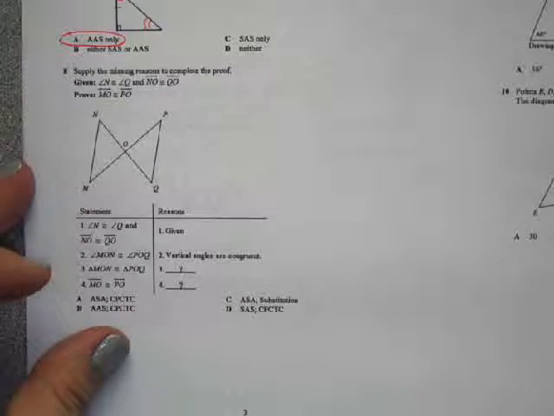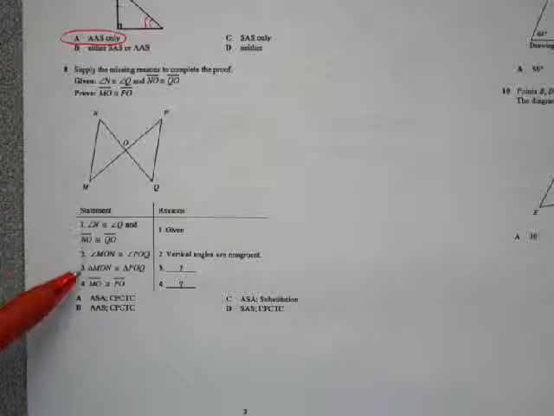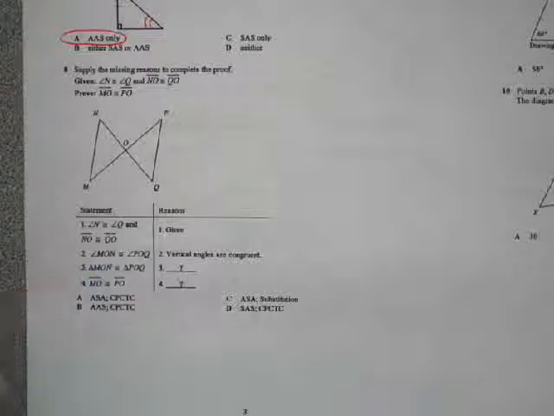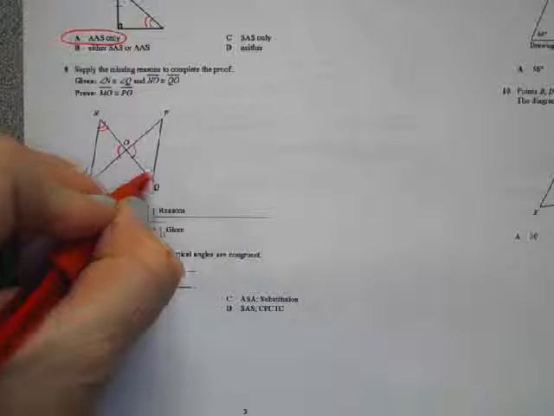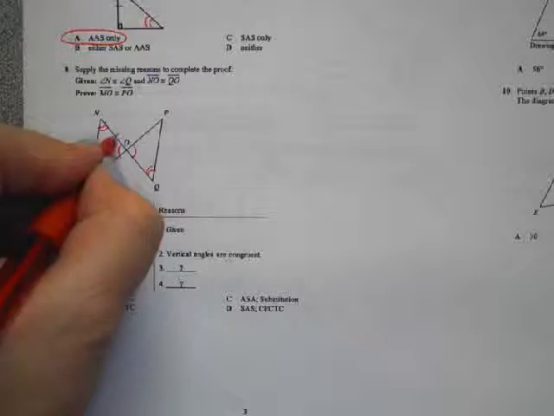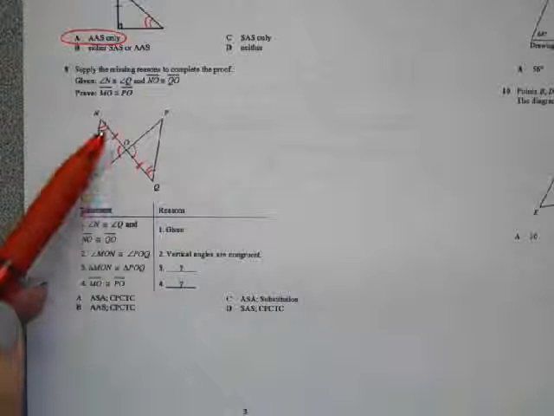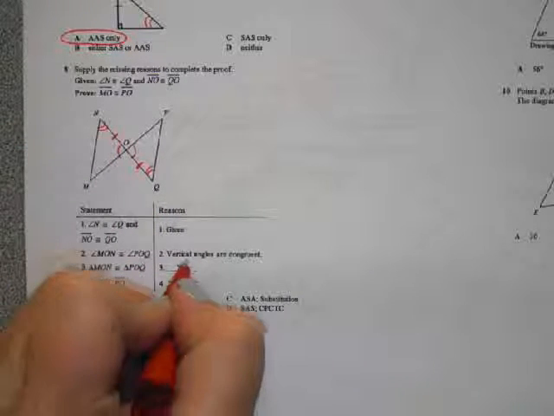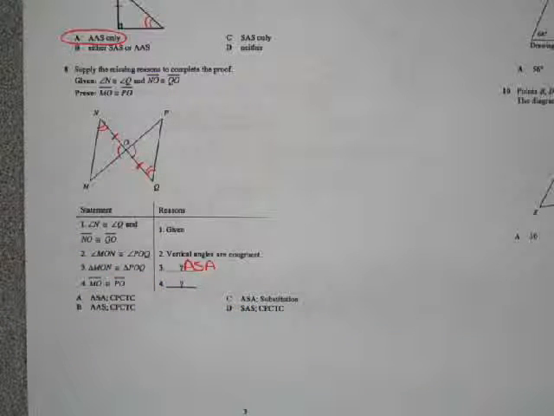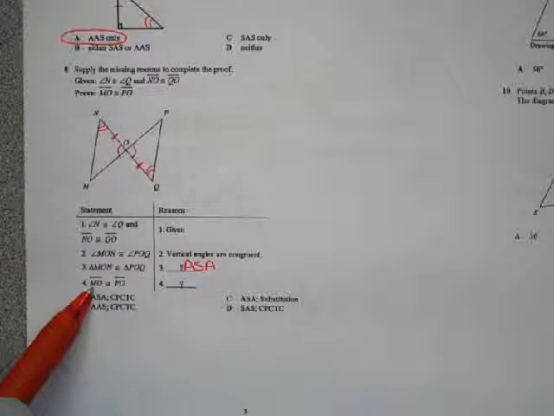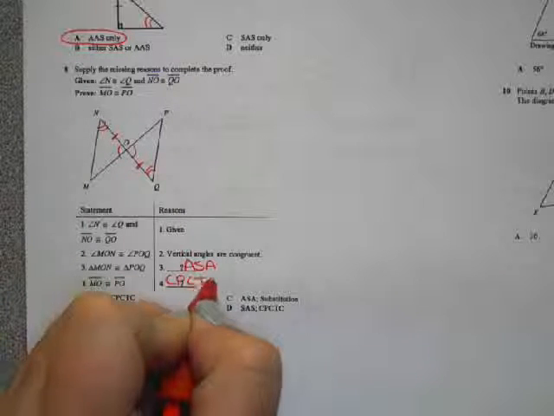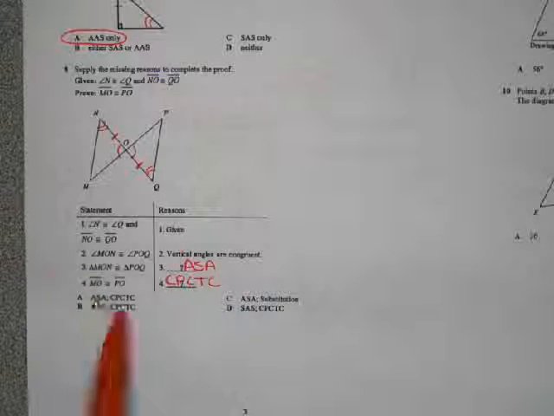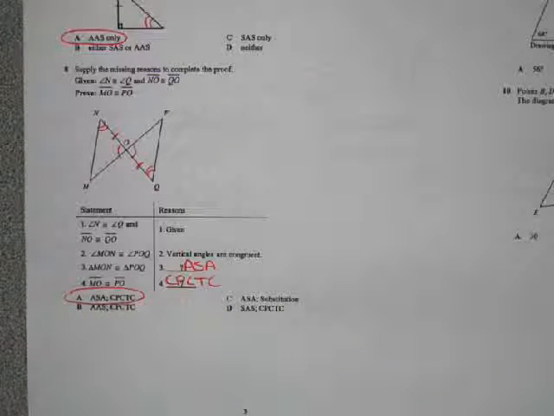For number 8, missing reasons. The triangles are congruent, so we have vertical angles are congruent. Angle N and Q were given, and OQ are given. So the first thing is the triangles are congruent by angle, side, angle. And therefore, the segments that were not marked can be congruent by corresponding parts of congruent triangles are congruent. So ASA, CPCTC.